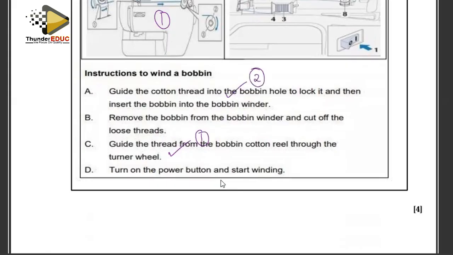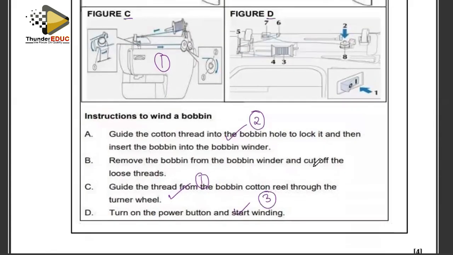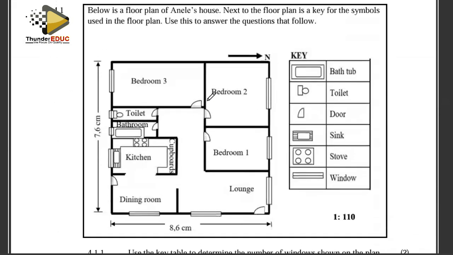The number 3, turn on the power and start winding. This is number 3. Turn on the power and start winding. And lastly, remove the bobbin from the bobbin wind and cut off. This is number 4. We look at question number 4.